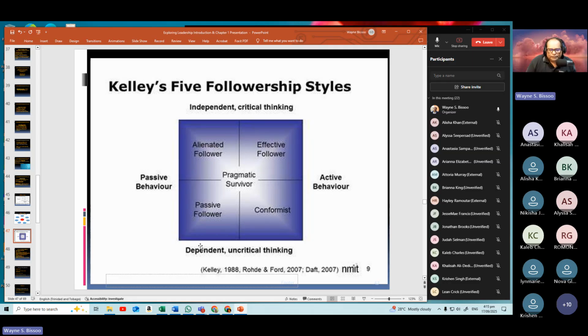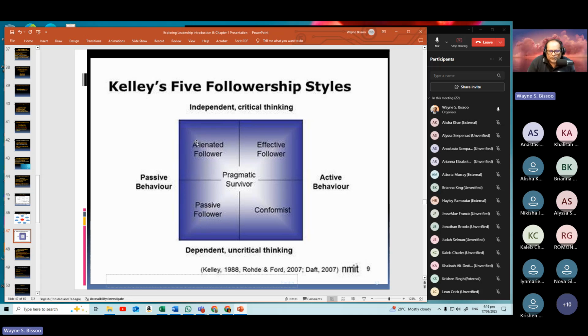Where do you want your people to be? Primarily, you want them to be effective followers or at least pragmatic survivors. This zone here is your sweet zone. Conformists are dangerous simply because they don't think critically but will just act like your sheep. Passive followers, again, are easier to manipulate and manage. They don't do anything, but they will be there for you. They make up the numbers, so to speak.